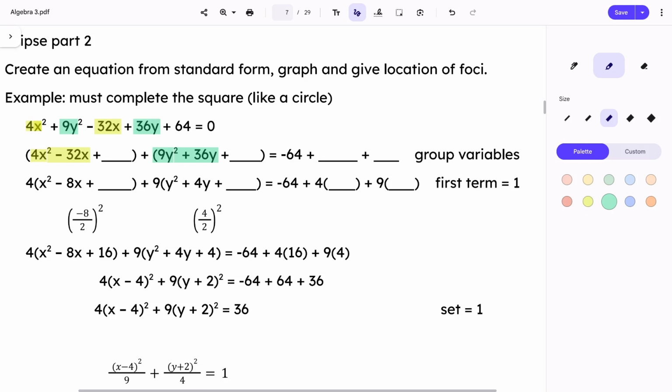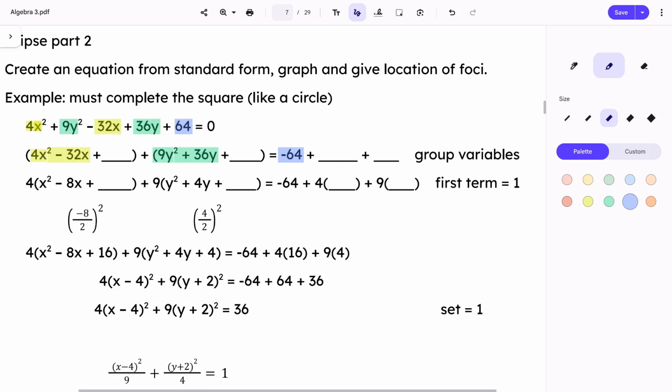Now what they did with the 64 is we want any constants, so anything that doesn't have a letter, on the other side of the equal sign. Right now 64 is here, so we moved it over to the other side by just subtracting it. And that's why now it says negative 64. So that would be your first step, rewriting it so you're putting like terms together, get those x's together, those y's together, and move any regular numbers you have over to the other side if it's not already there.